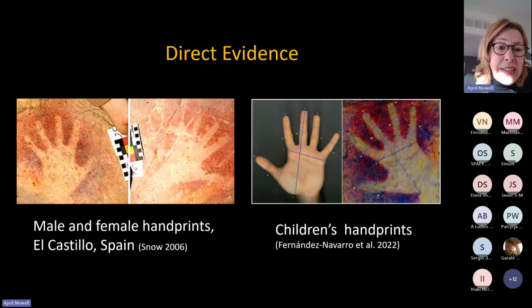And of course, other direct evidence that we have comes from handprints, a very early study done by Snow in 2006, trying to discern male and female handprints, and there's been other work building on that early work. And of course, Véronique's wonderful work here on children's handprints is really revolutionizing what we know about children in these caves and our ability to age and sex them. I won't talk about that more because there are other experts here to answer questions on that.